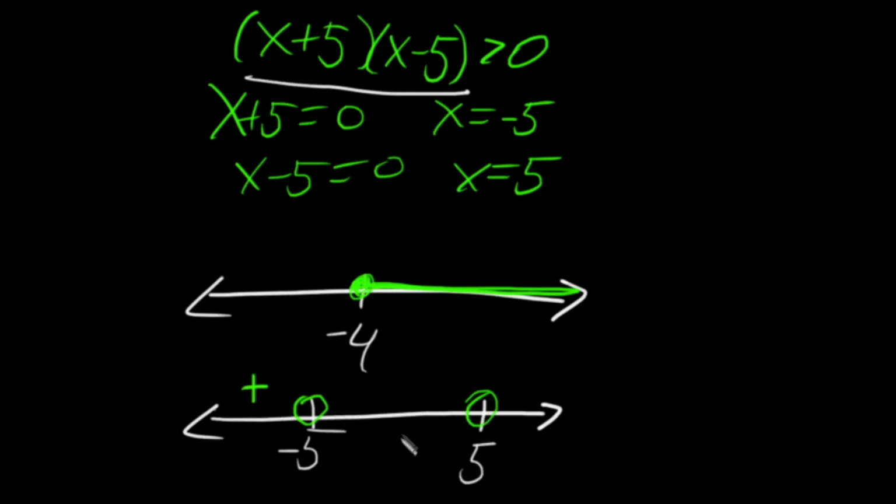Between the two numbers, we'll use 0. 0 plus 5, that's positive. 0 minus 5, negative. Multiplying the two means that all of these numbers here give us a negative value. And then finally, to the right of 5, let's choose 10. 10 plus 5, that's positive. 10 minus 5, also positive. Two positives will multiply to get another positive number.